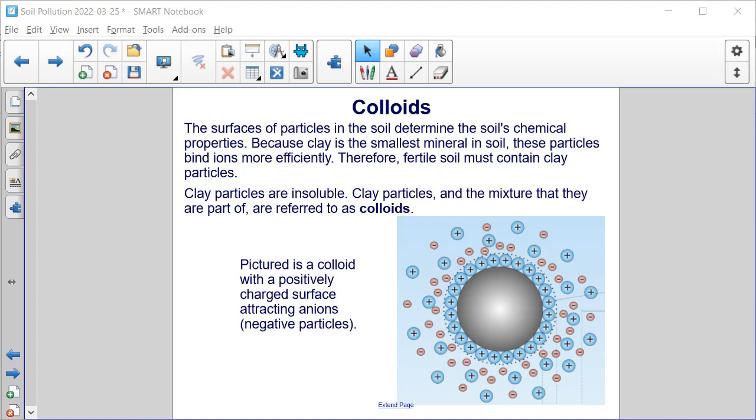Pictured is a colloid with a positively charged surface, which you can see here. This is like a clay particle with a positively charged surface, attracting anions, or negative particles.